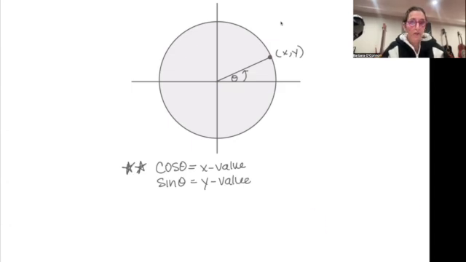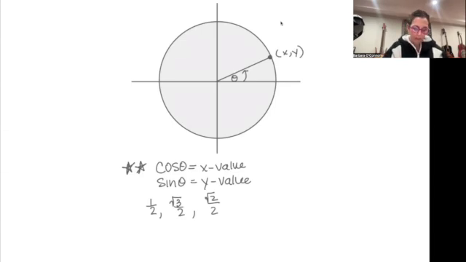And the other thing that you need to remember is this. There are only three values other than 1 and 0 that you really need to know to get this down. And they are 1/2, the square root of 3 over 2, and the square root of 2 over 2. That's it. If you can remember those, you're going to be just fine.